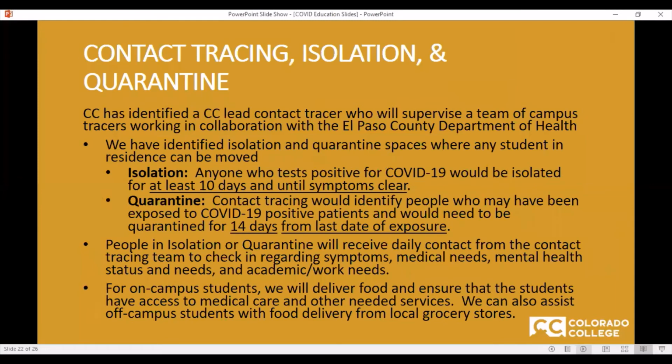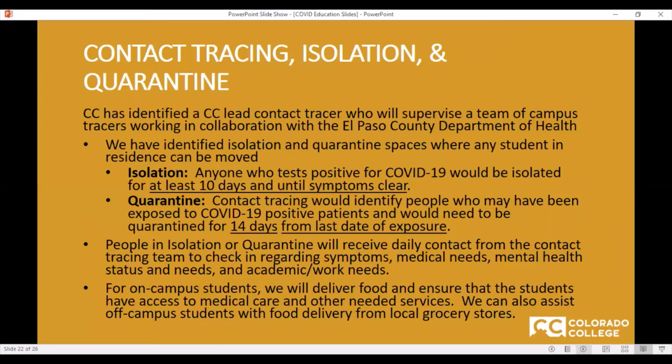As I mentioned earlier, contact tracing, the process of identifying close contacts of positive COVID cases and implementing quarantine to limit the spread of the virus, has been a key part of reducing spread of COVID around the globe. CC has identified a lead contact tracer who will supervise a team of campus tracers working in collaboration with the El Paso County Department of Health.